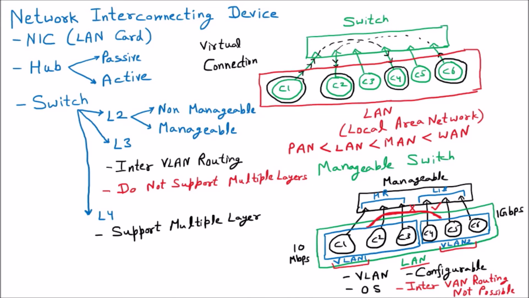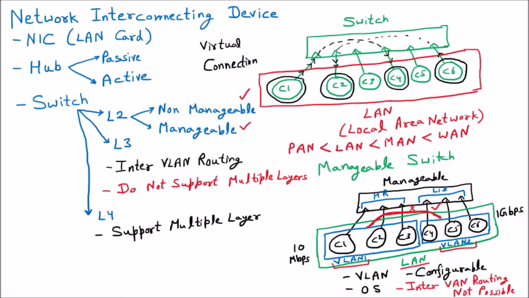So we have discussed all the switches. First of all, the non-manageable switch, where we have plug and play. You just purchase it from the market, and then you can work with it. There was no VLAN and no operating system. Then we discussed the manageable switch, in which we have VLAN, meaning we can create virtual LANs. We can also give a specific speed to any particular device. Then the problem in the manageable switch was that inter-VLAN routing is not possible.